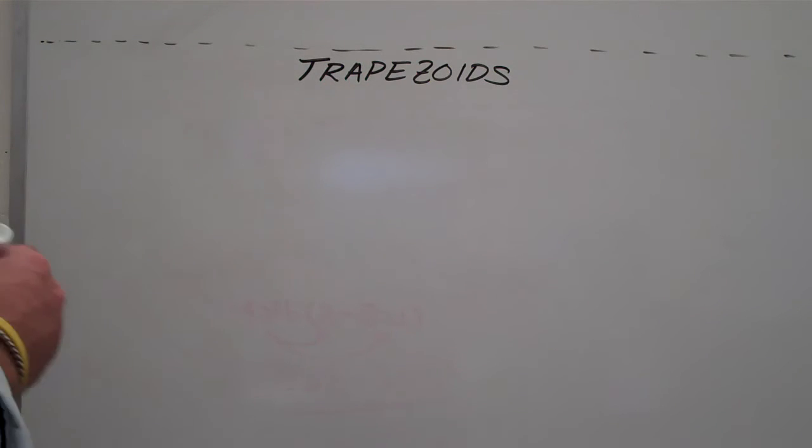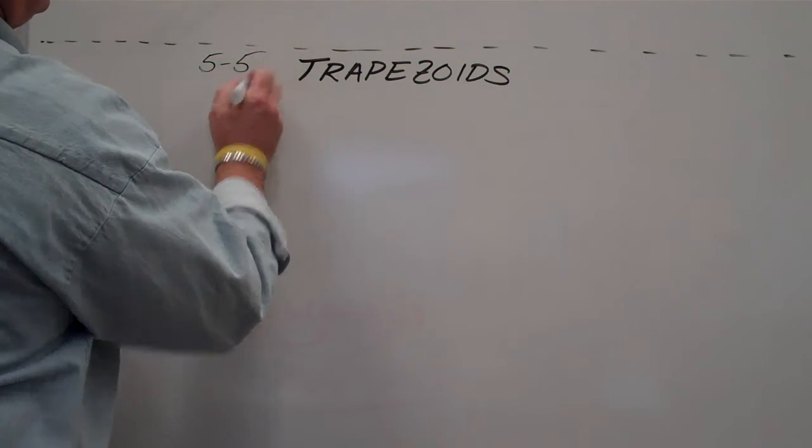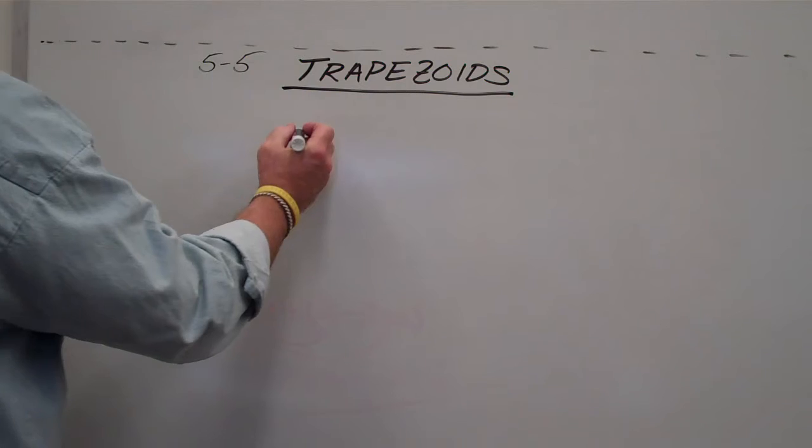Okay, you guys that traveled before we got out of school before last Friday, I didn't get a chance to explain to you the last section on trapezoids, which is section 5.5, which is the last section in the chapter. So a trapezoid is nothing more than a special quadrilateral.